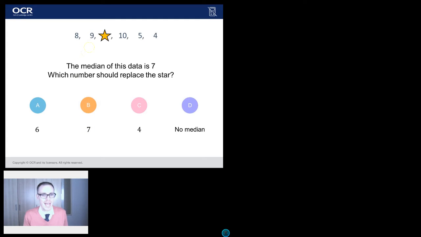We get some numbers: 8, 9, mystery number, 10, 5 and 4. And here we go. The median of this data is 7. What number should replace the star? So it's pretty obvious what topic we're talking about. We're talking averages here.